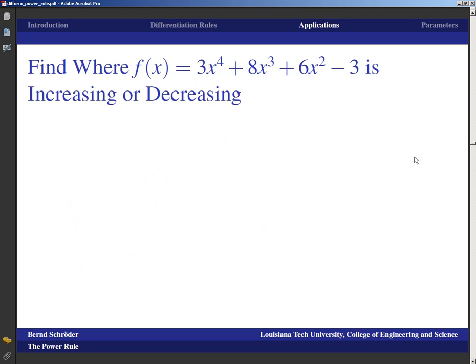Okay, we can also determine where fairly complicated functions are increasing or decreasing, such as this polynomial 3x to the 4th plus 8x cubed plus 6x squared minus 3. That's certainly something that, in principle, we can work out with difference quotients, but to be quite honest, I would not want to. So what do we have to remember conceptually?